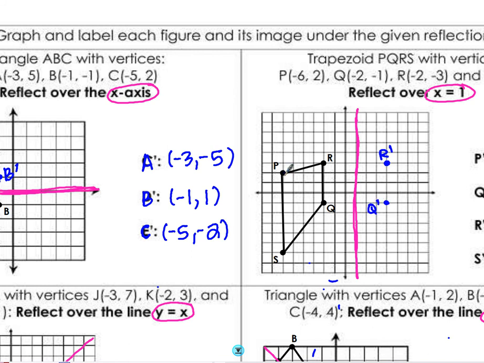All right. And then P is 1, 2, 3, 4, 5, 6, 7. And then we're on the same vertical line, so I'm going to go here. This one is P prime, and this one is S prime.